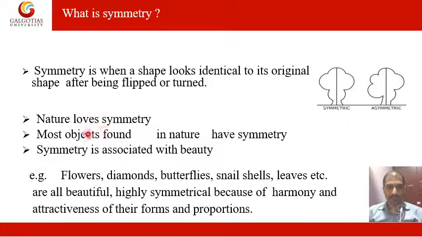Mostly, symmetric molecules have more stability. Most objects found in nature have symmetry, and symmetry is associated with beauty. Many flowers, if you bisect them, split into equal halves, like a diamond, butterfly, snails, leaves, etc. They are highly symmetrical, and therefore symmetry also has a very important role in certain kinds of chemical reactions.